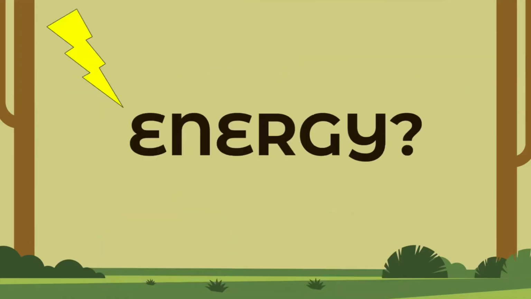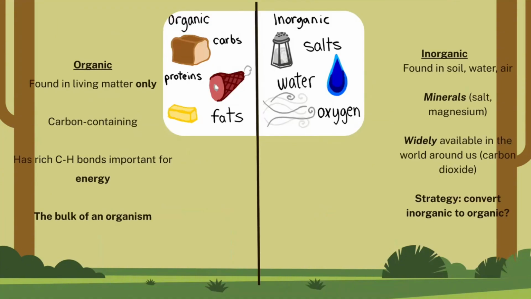Now, one of the most important characteristics of an organism in an ecosystem, and much of how it plays into its role in the community, is how it obtains energy. How we harvest energy is very important in describing ecosystems as well. Before I go on to that, let me talk about the difference between organic and inorganic matter. Organic matter is found in living things only. It is carbon containing. It's very rich in CH bonds that are very important in energy, and it's the bulk of an organism. I like to think about it as the rich building material of different organisms.